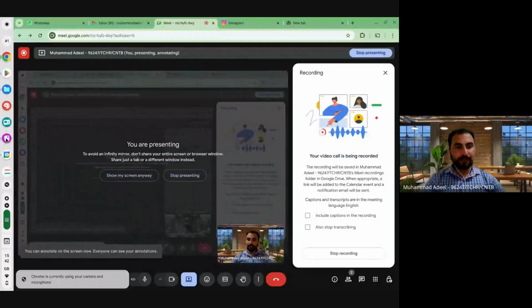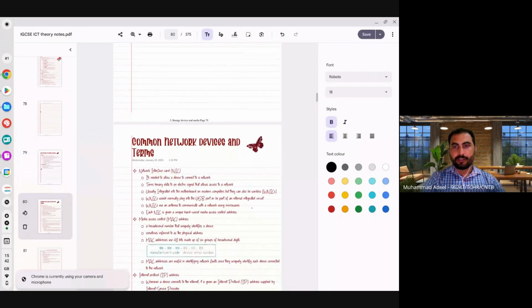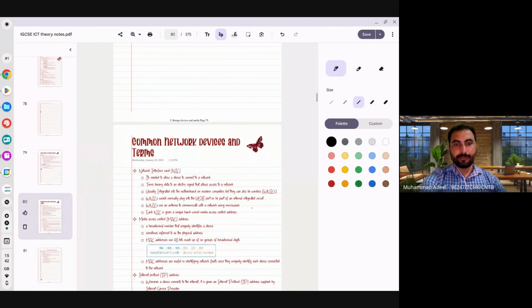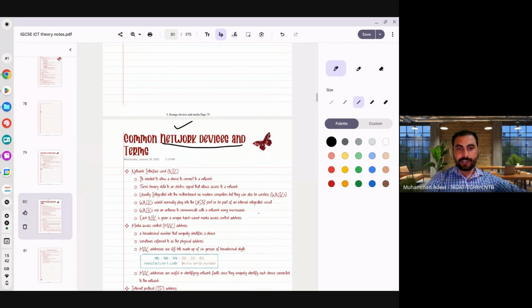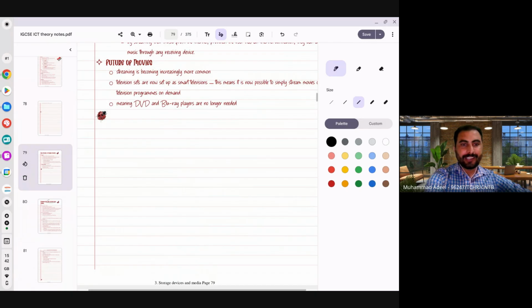So I am going to start my lesson through my screen sharing. I have the notes related to ICT, in which today's topic is common networking devices and the terms that we normally use in the network field. But before that, the first and most important topic is what is meant by network. In the computer field, network means the internet, or we can say the network of different computer devices.